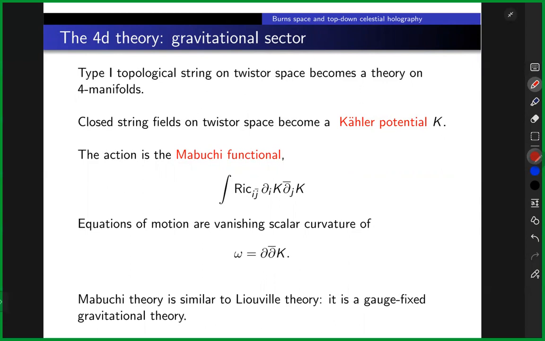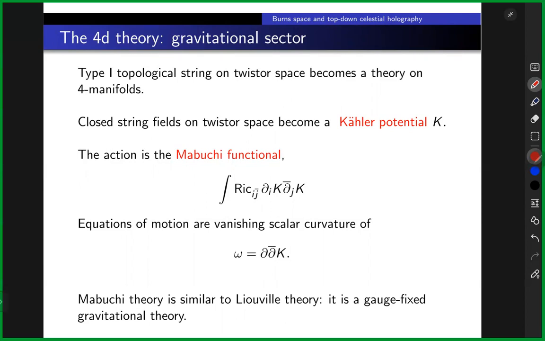And the Lagrangian is this rather cool functional called the Mabuchi functional, where I take some derivatives of the Kähler potential and I contract them against the Ricci curvature of the metric given by the Kähler potential. This is well known in differential geometry. People like to study the geometric flows from this functional, and so on. And it has the feature that the equations of motion are the scalar flat equations, which you can see by varying K in that expression.